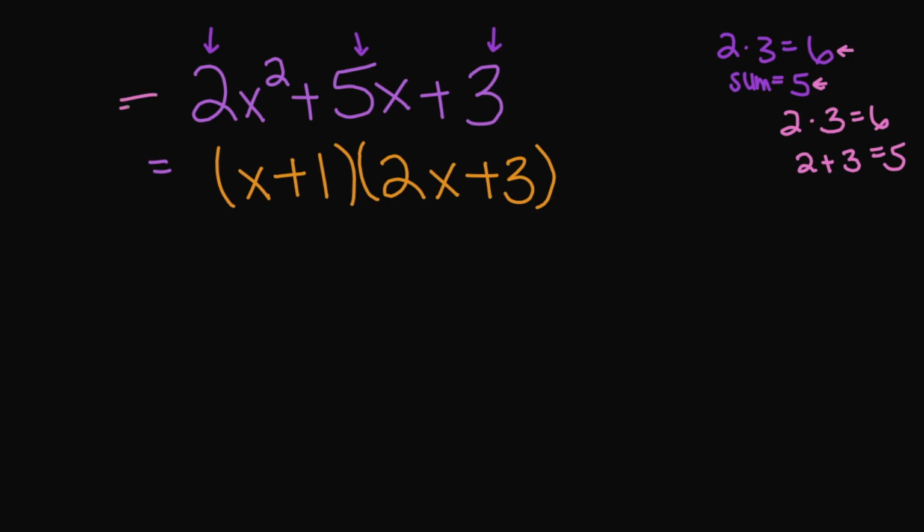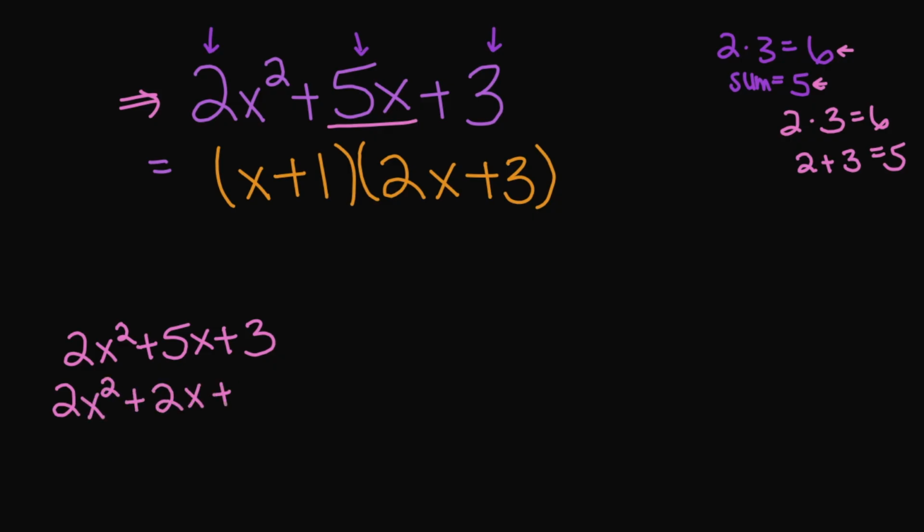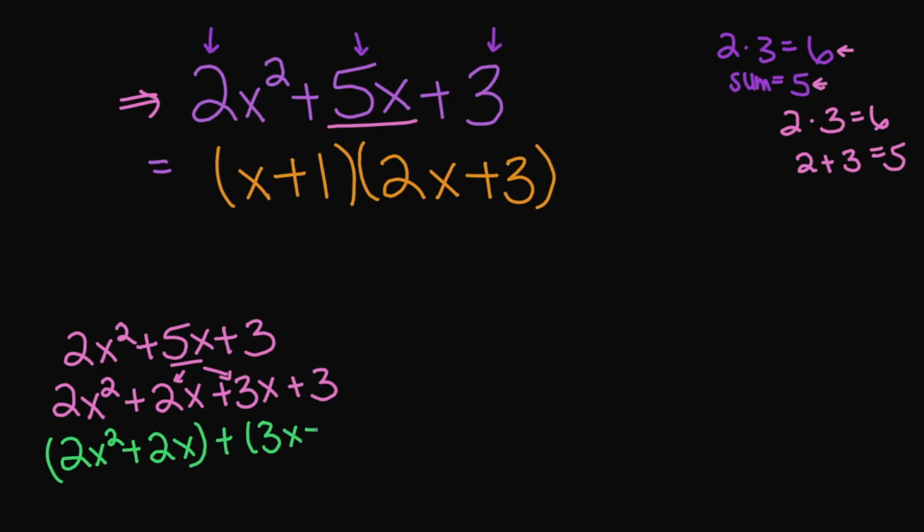So what we did here is split up this 5x. So I'm going to come down here: 2x squared plus 2x plus 3x. Remember, I split up my 5x, and then plus 3. Now that I split up my 5x, we're going to continue factoring. So I'm going to do 2x squared plus 2x in parentheses, plus my 3x plus my 3. Now we're going to continue factoring.